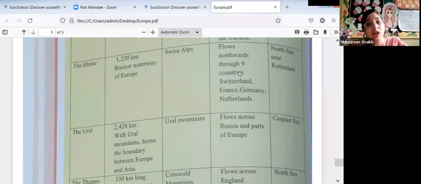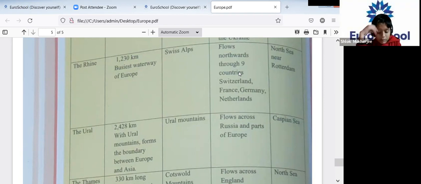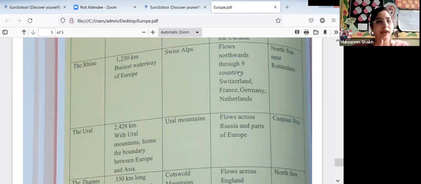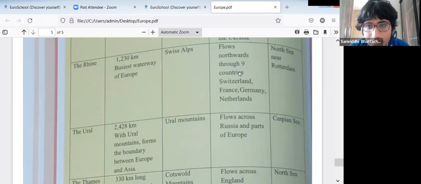Next, which countries does the river Rhine flow through? Ma'am, northwards, 9 countries. Countries such as Switzerland, France, Germany, and Netherlands. And what is the mouth? That's the North Sea, near Rotterdam.